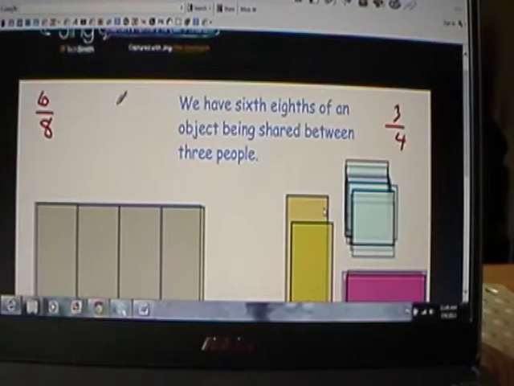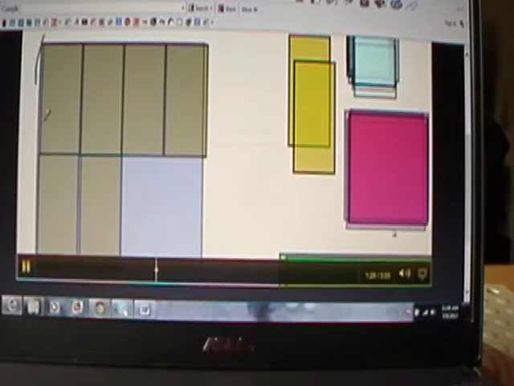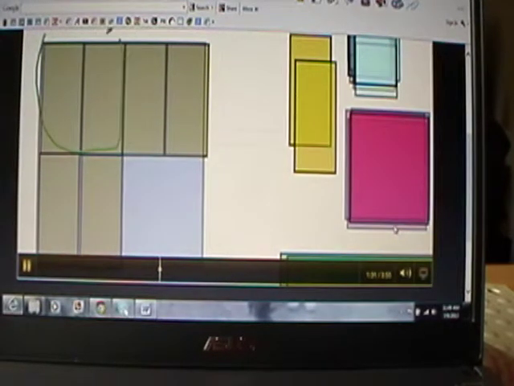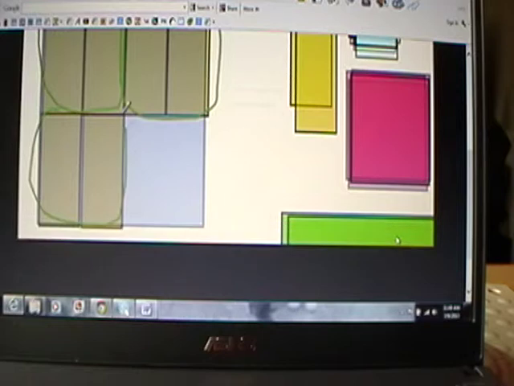And we're breaking that up. 3 people are getting that. Okay, so I'm going to circle the 3 different groups to help you see it. So person number 1 gets this piece right here. Person number 2 gets this. And person number 3 gets this. And do you see in this case they all get the same amount? Now that doesn't always happen. In this case it does.